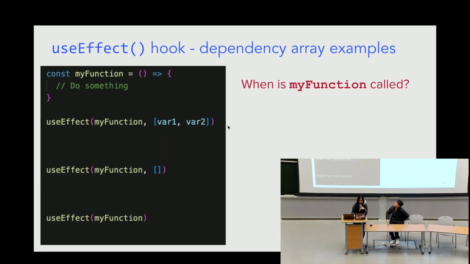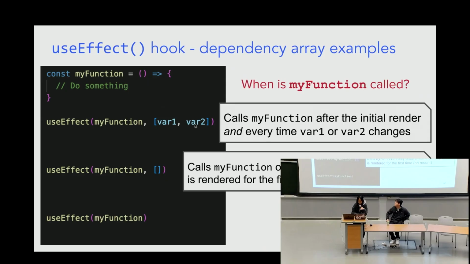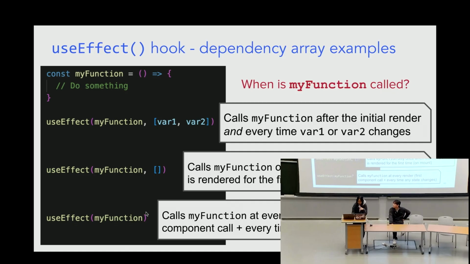All right, so again, this is the same example we presented yesterday. In this case, it calls this function myFunction every time variable1 or variable2 changes, and also after the initial render. This one has nothing in its dependency array, so this means that it only calls it once when the component is first rendered, or during the mount phase. And then this one, where we have no dependency array passed in, this means that it calls the function on the first render as well as any time the state changes.